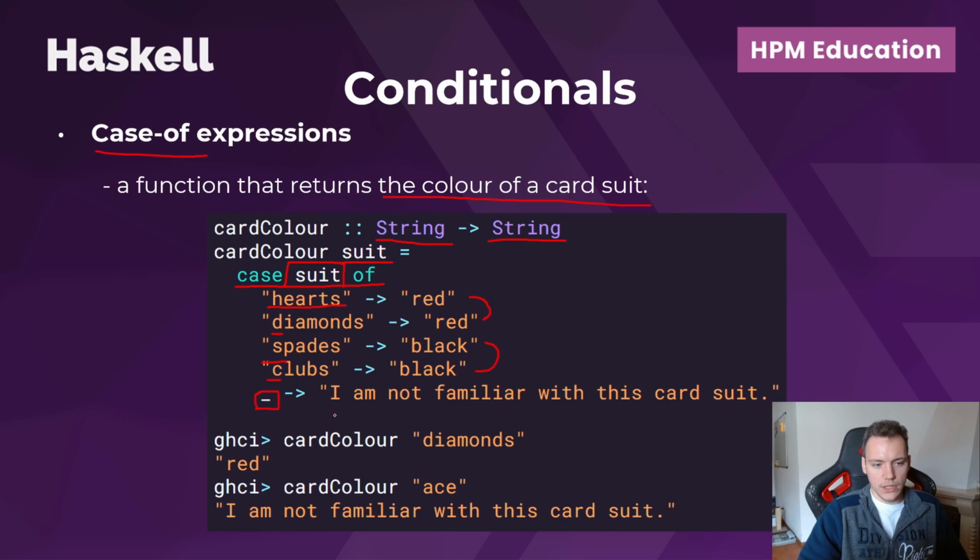We also have a wildcard at the end to say that if we get any other suit that we're not familiar with, we print out this message. Okay, so if we apply the function to diamonds, we get back red, which is fine. And if we give the function something that's not one of our 4 suits, then we'll print out the default message that we're not familiar with.